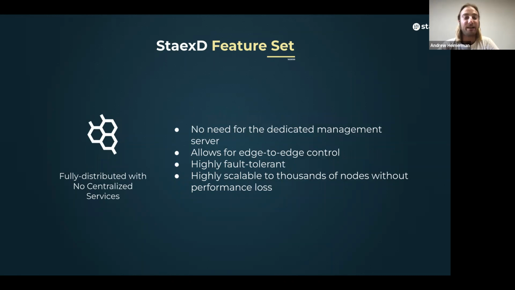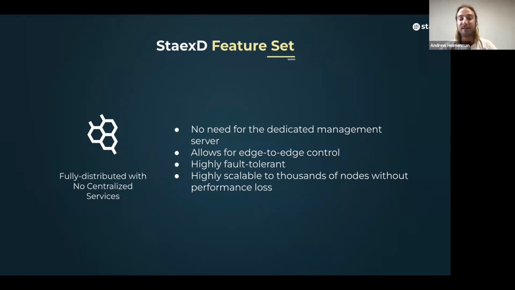The distribution that we wanted to have as well, so we didn't have any centralized services. We got rid of all the dedicated management servers. So that means that there's no master worker model at all. It allows for edge-to-edge control. So it's actually truly between, let's say, two robots communicating with each other, telling each other, hey, I need this program to get started by you, or vice versa, or even integrating with other IoT devices. That can all happen on the edge without some type of centralized server that tells those devices what to do.